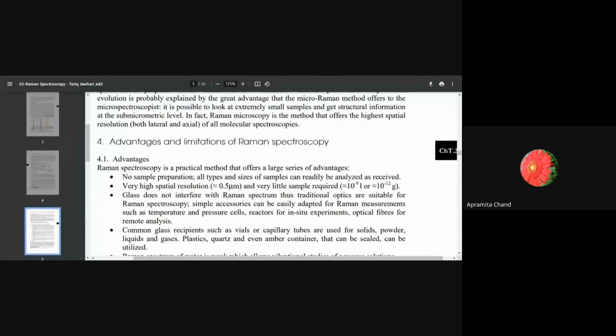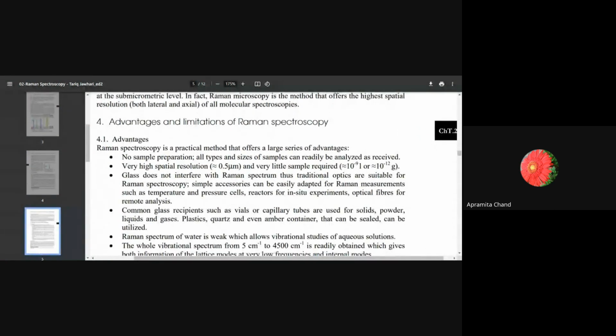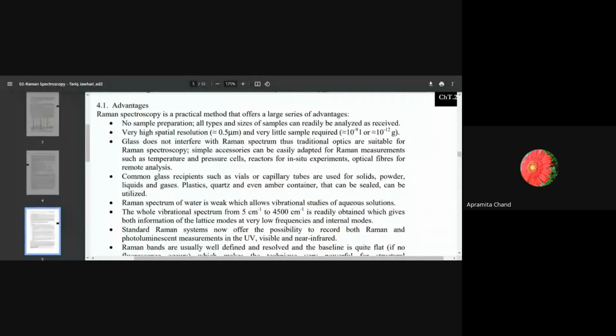Now let's look into the advantages and limitations of Raman spectroscopy. As we have said, the resolution is very high and very little sample is required. So this is the prime advantage, that very high resolution can be achieved with a very small amount of sample. Also, you do not need to prepare a very specialized kind of sample. Any size or type of sample can be easily analyzed as received, so you do not have to do special sample preparation.